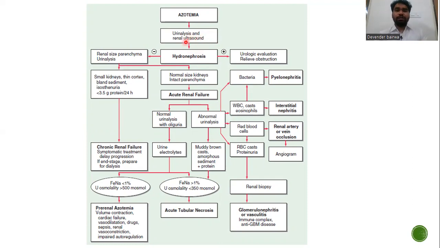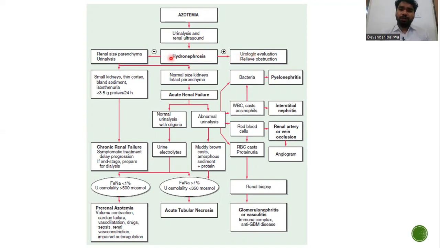This is why we use a USG KUB here, and you can do a USG of the kidneys, ureters and bladder to see if there are any signs of hydronephrosis. If signs of hydronephrosis are present, like a dilated ureter, dilated renal pelvis, or hydronephrotic changes, then you can look for a urological evaluation and relieve the obstruction. Let's say there is a tumor or some stone, you can remove it.